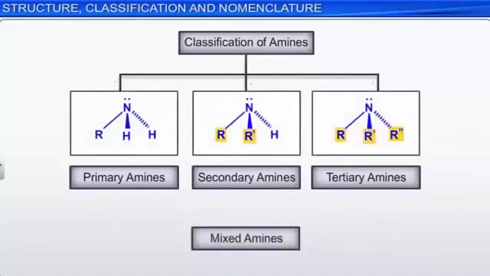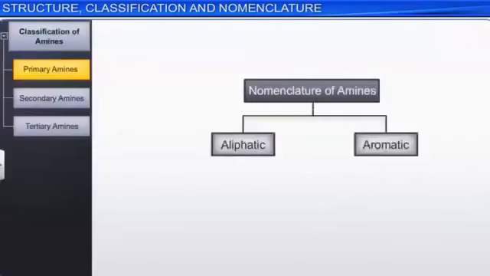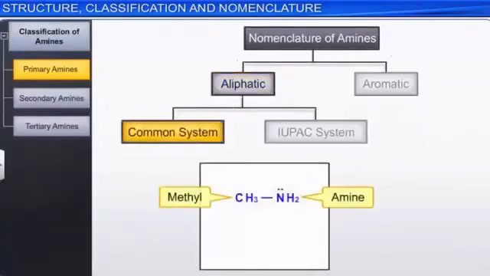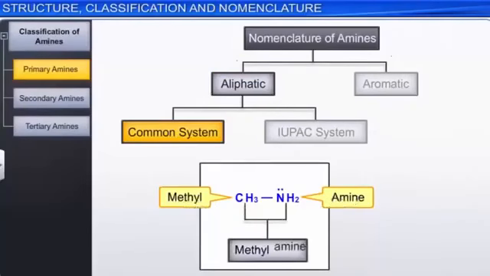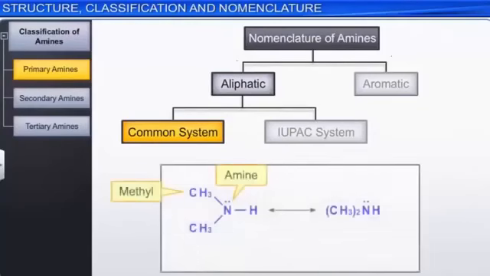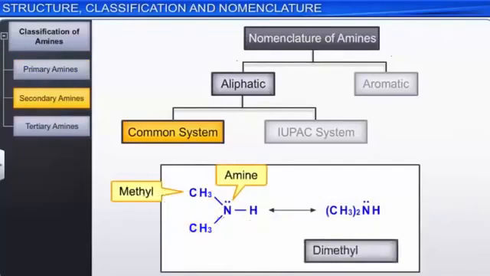Let us now look at the nomenclature of aliphatic amines. In the common system, an aliphatic amine is named by prefixing the alkyl group to the amine. For example, the compound shown here is named as methylamine by prefixing the methyl group to the amine. In secondary amines, if the 2 alkyl groups are the same, then the prefix di is added before the name of the alkyl group. For example, the given compound is named dimethylamine.